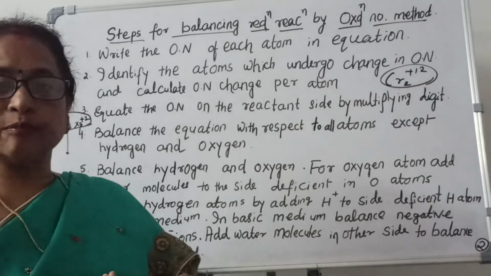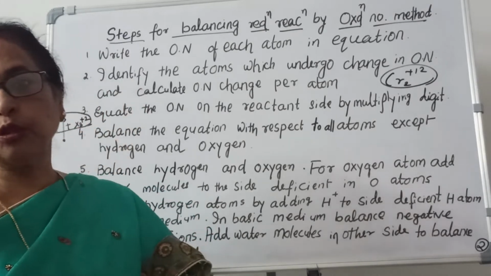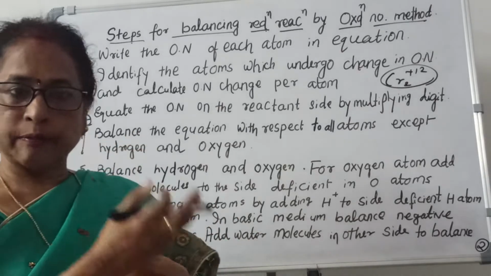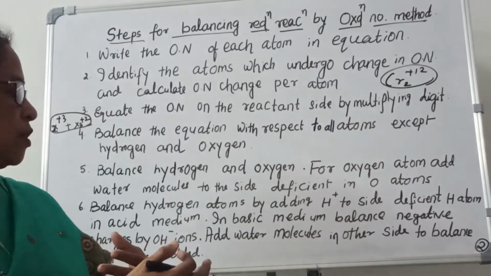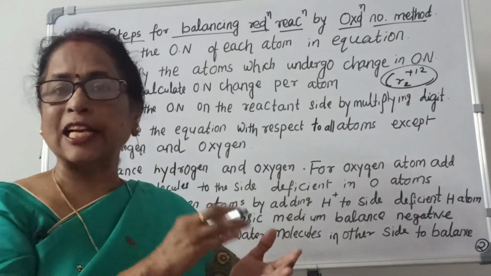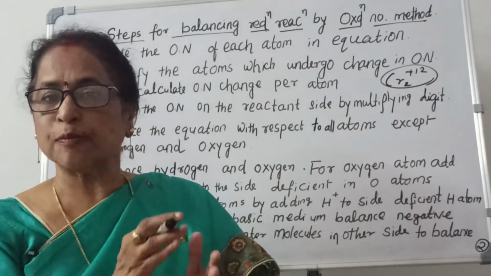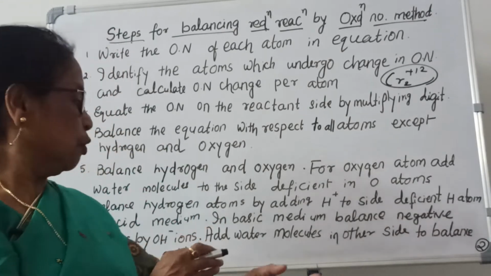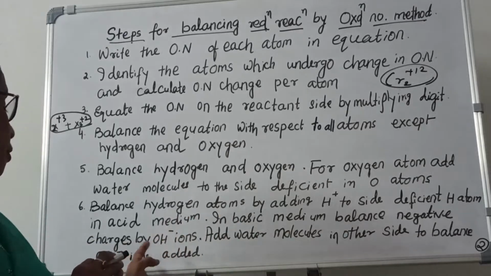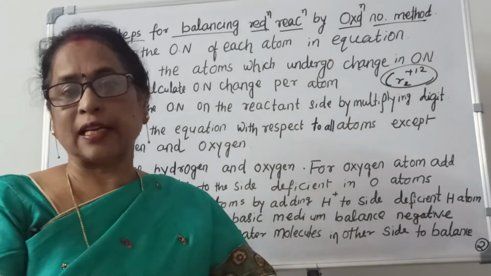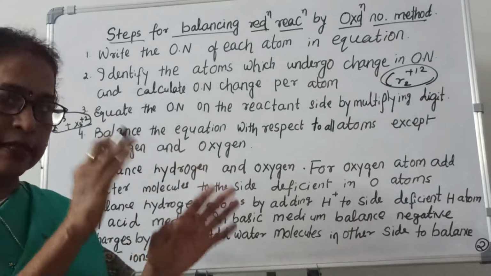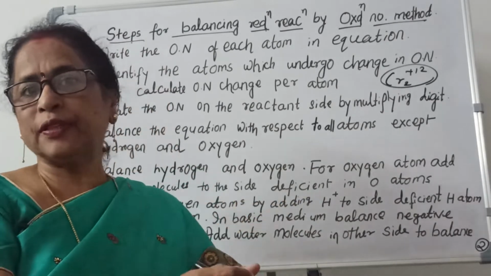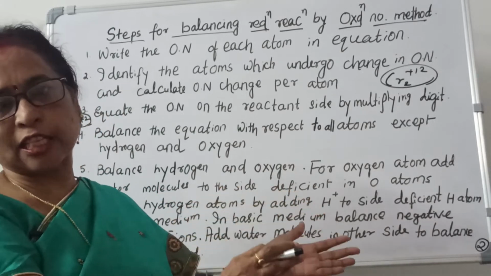Then, if it is a basic medium, what to do? You will see the charge, and balance the negative charge by adding OH minus ions. Then add water molecules to balance the OH minus ions on that side. Again, if it is an acid medium, you add H plus ions on the side that is deficient in hydrogen atoms.